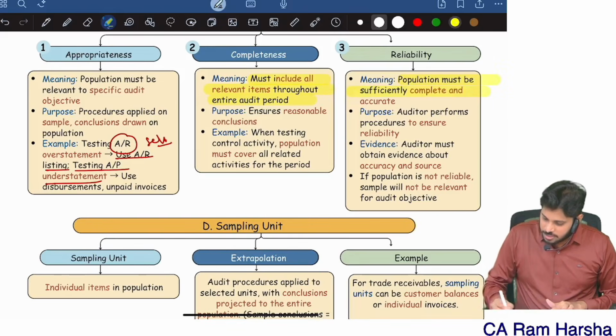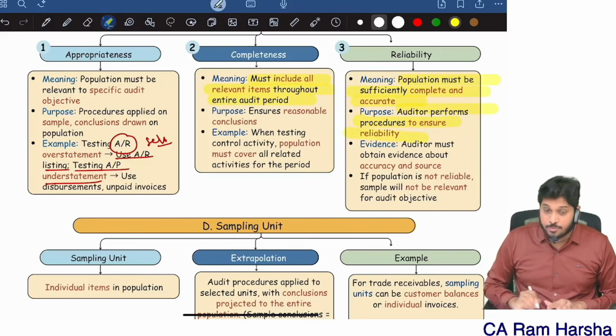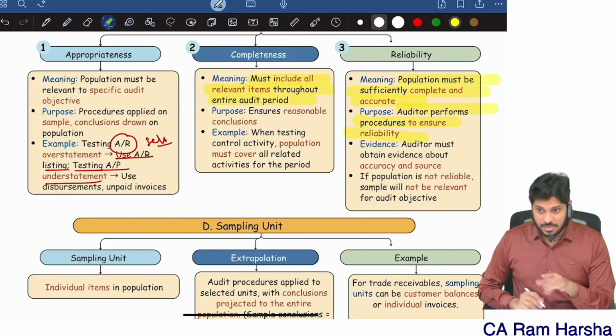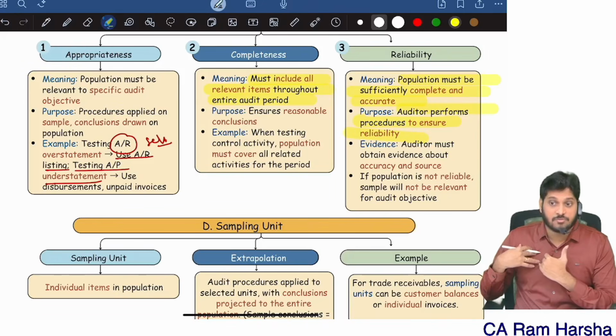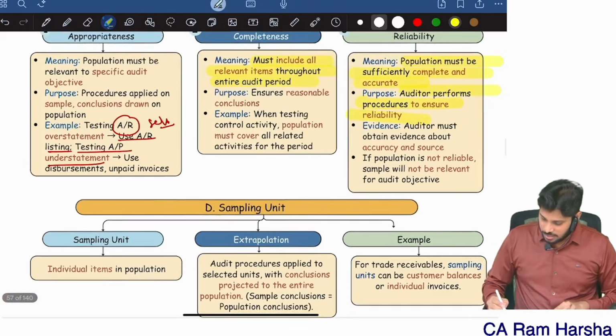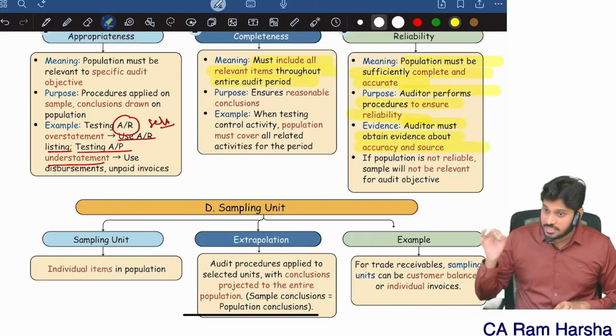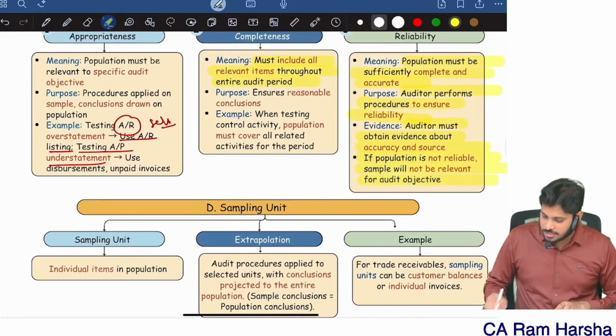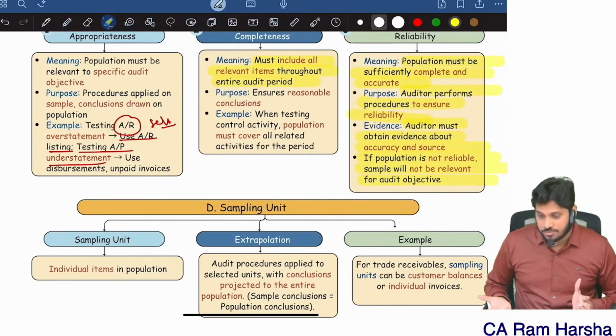reliability. Population must be sufficiently complete and accurate. Auditor has to perform certain procedures to ensure reliability. Whether the population is reliable or not, first I will have to perform controls evaluation, all that. Then auditor must obtain evidence about accuracy and source. How do you know whether this is accurate? What is the source? Then if population is not reliable, sample will not be relevant for audit objective.